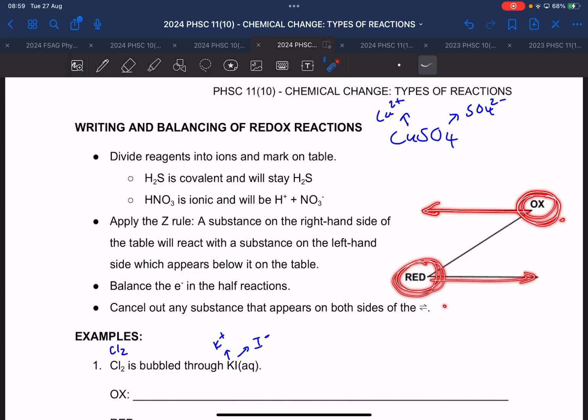Now, Hope, in the alphabet, which one comes first, O or R? Please go through the alphabet. A, B, C, D, E, F, G, H, I, J, K, L, M, N, O, P, Q, R. Alright, it's fine. So O comes before R in the alphabet. So oxidation is the top one, reduction is the bottom one, always. Or you can just look at the electrons.